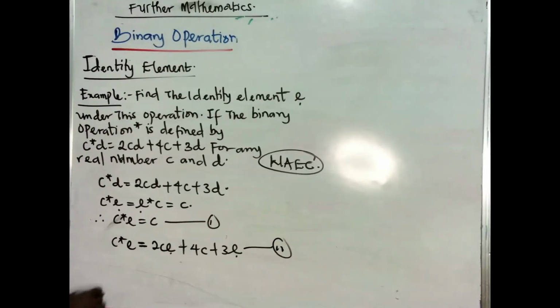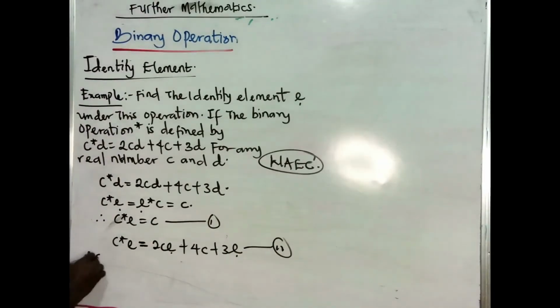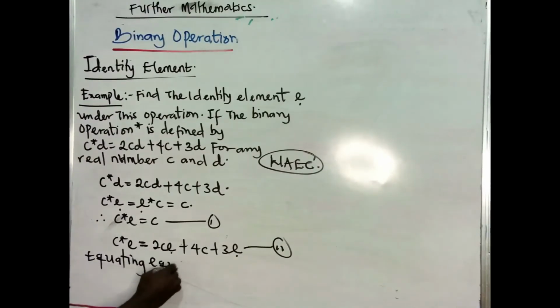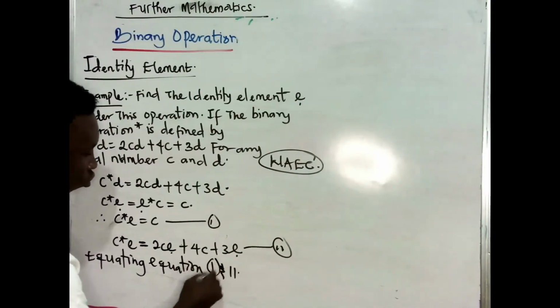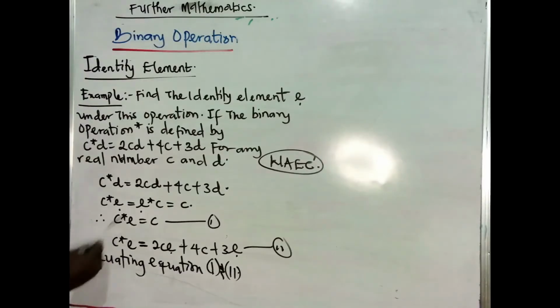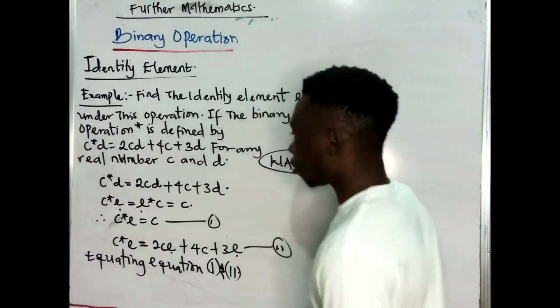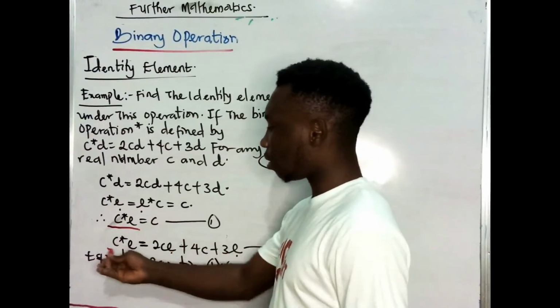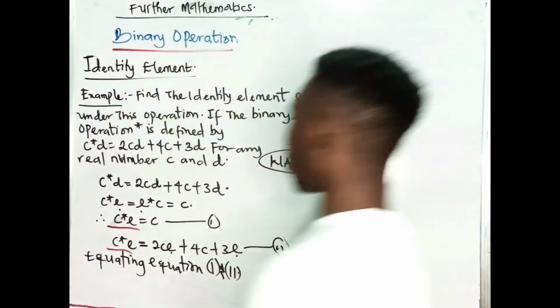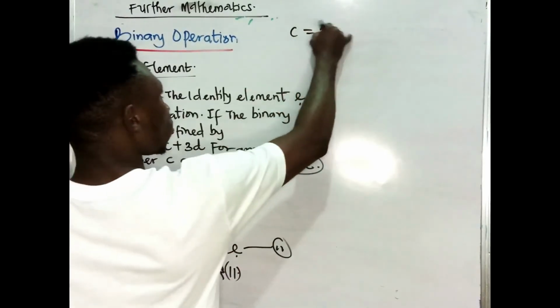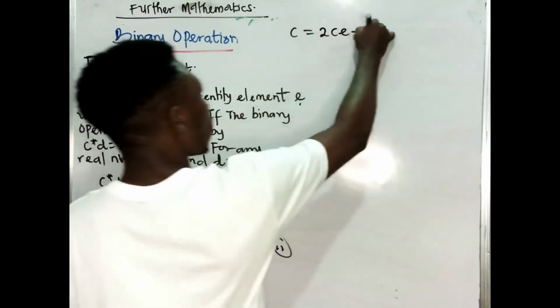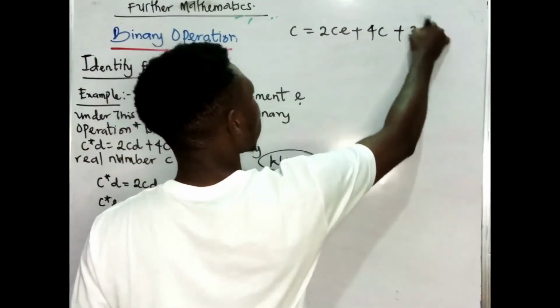Therefore, paying close attention, equating equation 1 and 2. If you pay close attention to what is happening in this question, you are going to notice that C operation E and this, we are having the same thing there. Since we are having the same thing there, we can equate them. So equating them now, I can say that C here is equal to 2CE plus 4C plus 3E.